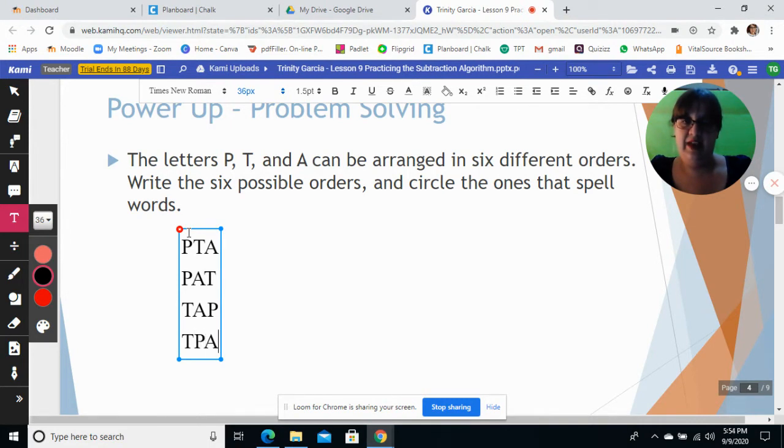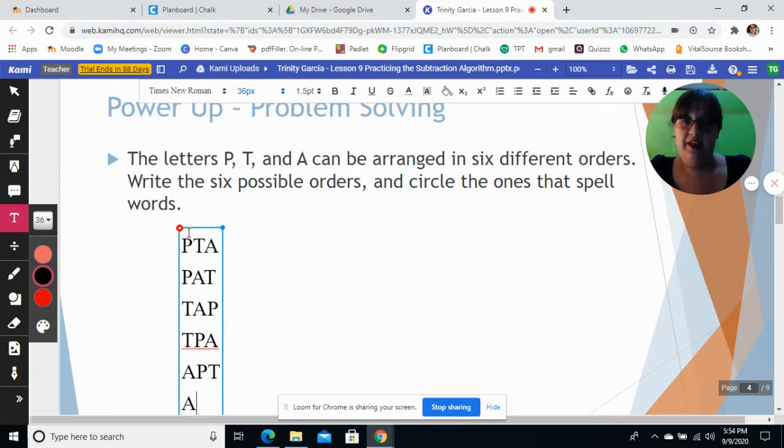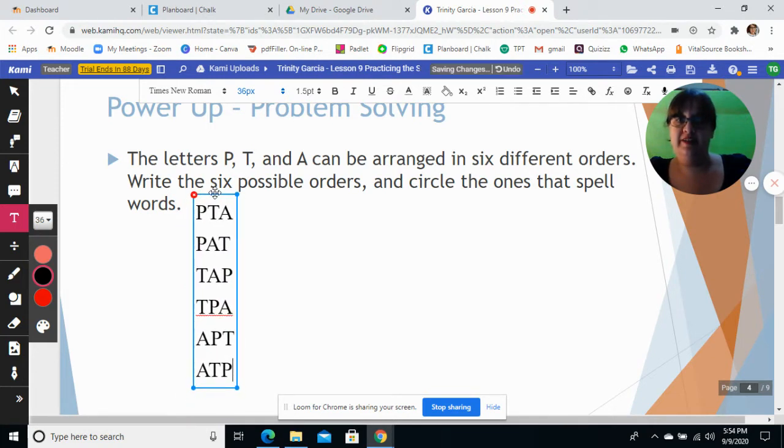TAP and TPA, and then APT, and a T. All right, there we go. All right, there is our 6 possibilities.